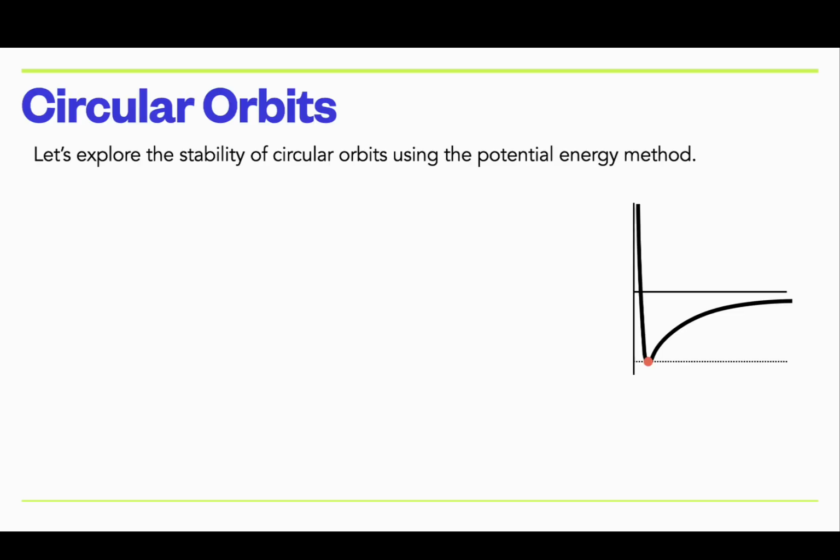Okay, so we're now going to look at the case of circular orbits and elliptical orbits in more detail. Here we're going to derive the stability of circular orbits to show that they're stable.